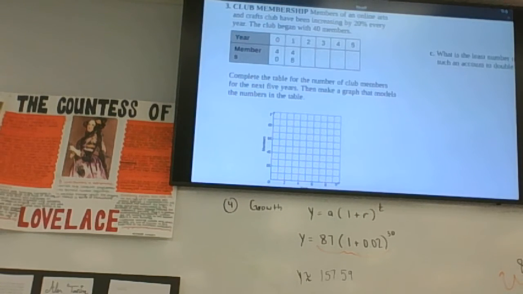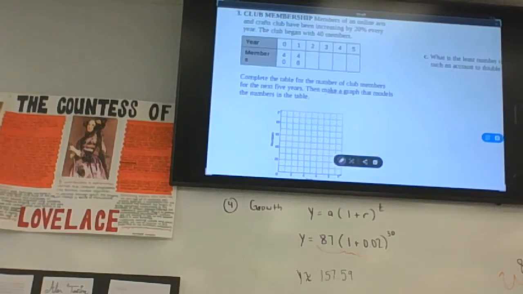Members of an online arts and crafts club have been increasing 20% each year. The club is starting with 40 members. I want you to write the growth model for this. It doesn't say it here. I'll say it. Write the equation for this, then complete the table and make a graph predicting the number of members in the online club, growing 20% each year. I'm seeing a great equation so far. Good job.